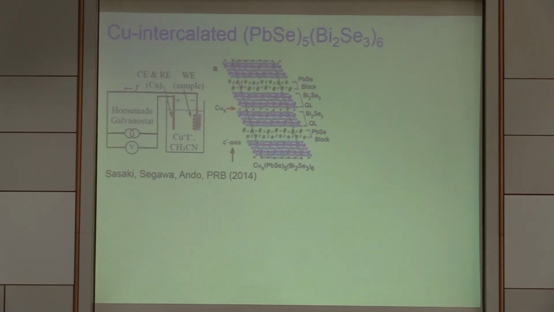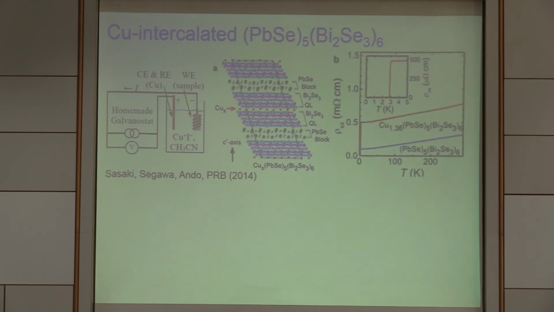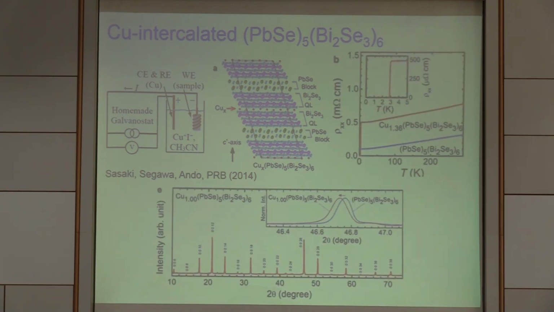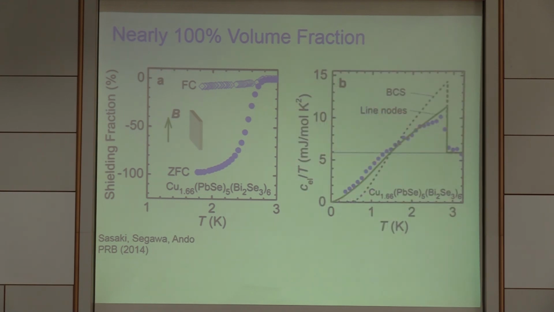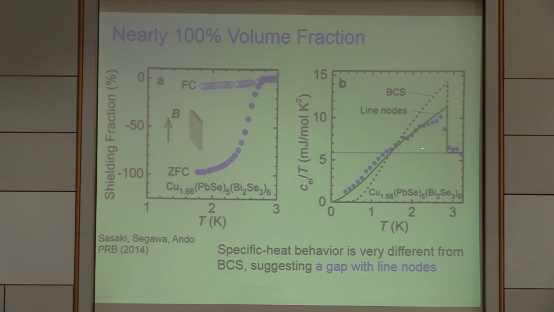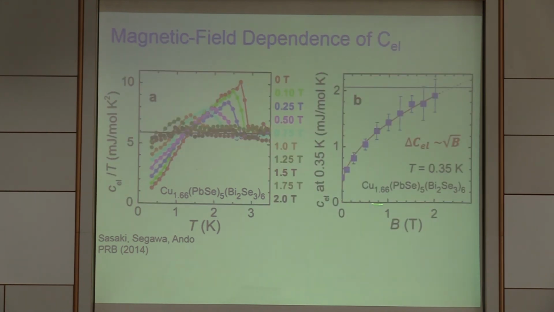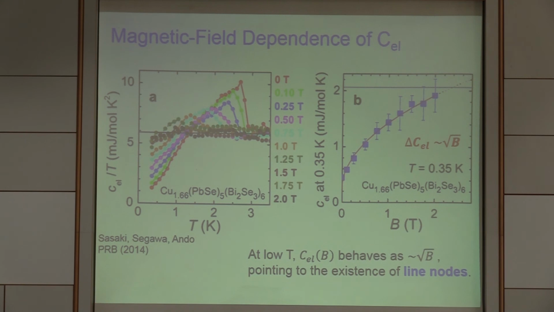And we have also synthesized related materials, this natural heterostructure material, and intercalated copper, and we were able to induce superconductivity. And in this material, we start to see that the specific heat gives evidence for line nodes, because the finite specific heat remains down to lower temperature than is expected for BCS, and also the specific heat jump at Tc is much smaller than the BCS case. And furthermore, the magnetic field dependence of the lowest temperature specific heat shows the well-known Volovik effect, which is expected for the existence of line nodes.